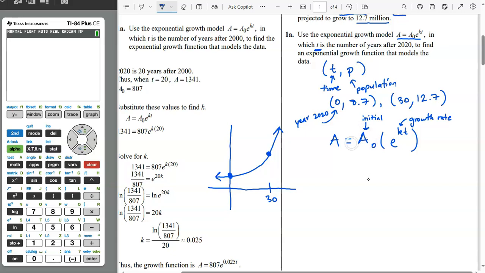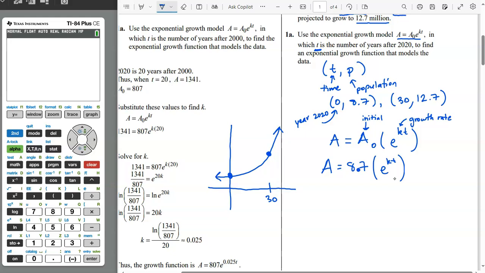The easy number to find is this initial value, because that's actually already given to us. The initial value is 8.7 million, so that's what should go there. So our function is going to go a equals 8.7 million. I just want to write million. We're getting this in millions anyway, so we don't need to make it millions. 8.7 e to the kt.